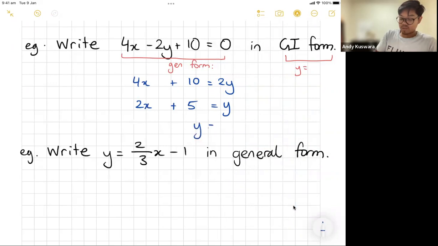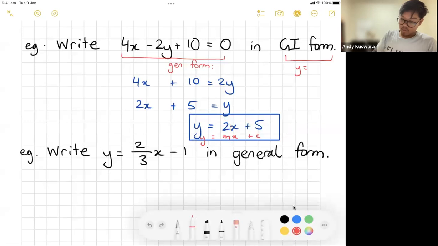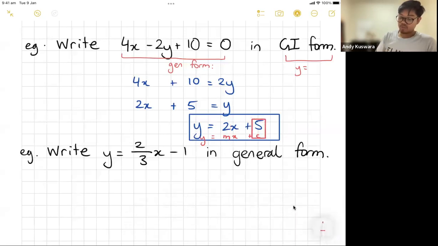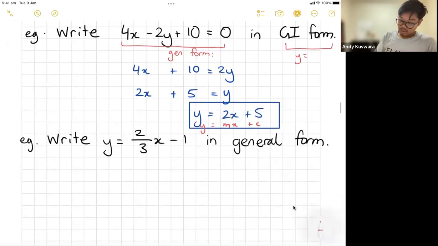And if you really wanted to, you could write it in this order. The reason that I like the y on the left-hand side is now it looks like my y equals mx plus c form, right? Y equals mx plus c. So I can read here that my gradient is 2 and my y-intercept is 5, and we'll find that very, very helpful later on. Okay, that's changing from general form to gradient-intercept.